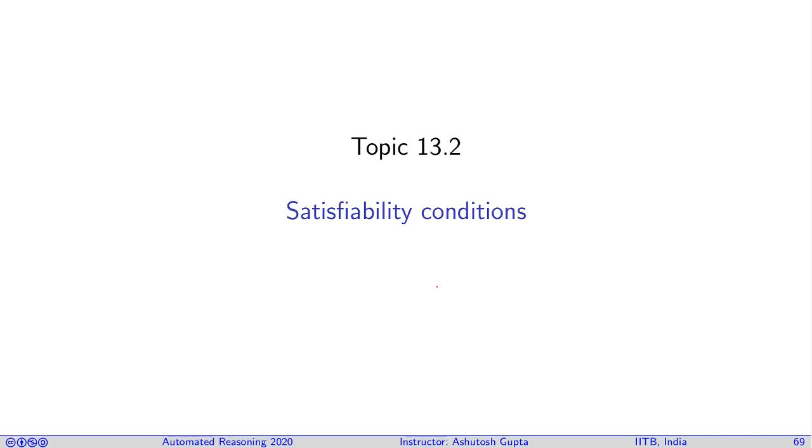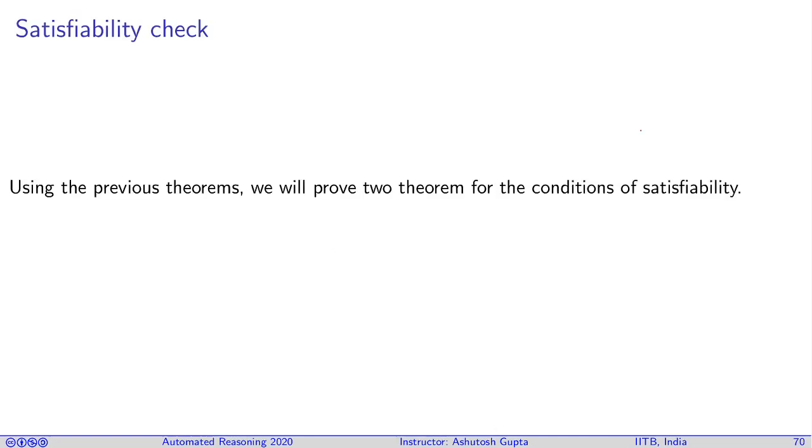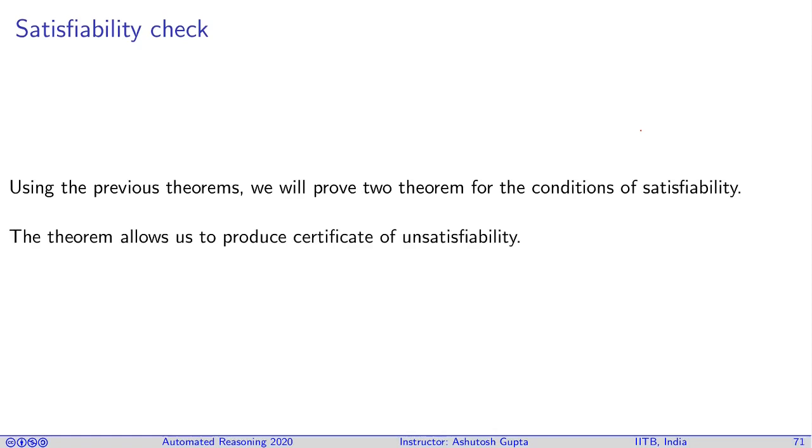Now we have seen the fundamental theorem of linear inequality. Using the theorem, we can derive some satisfiability conditions. Using the previous theorem, we can prove two theorems for conditions of satisfiability. What's the purpose of having conditions of satisfiability? So that we can produce certificates when things are unsatisfiable. Let's see how that whole thing works.